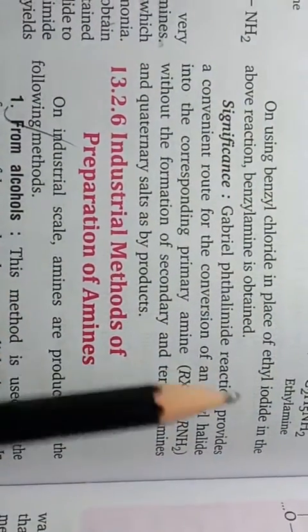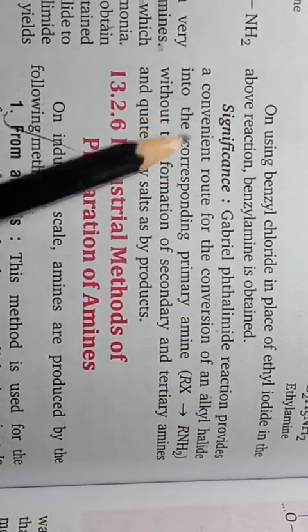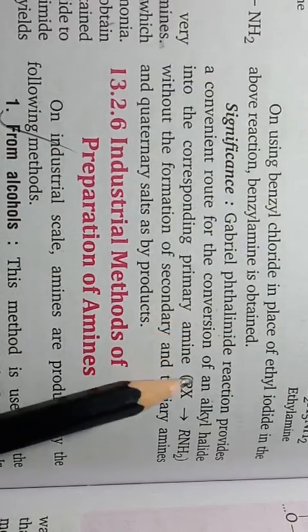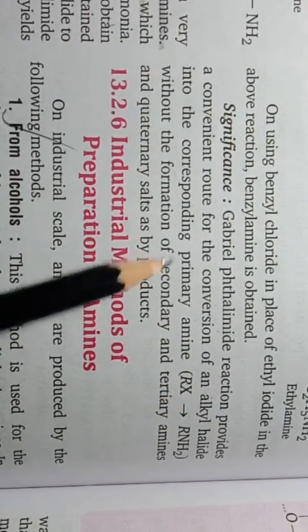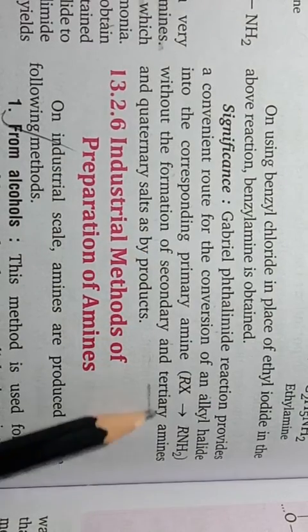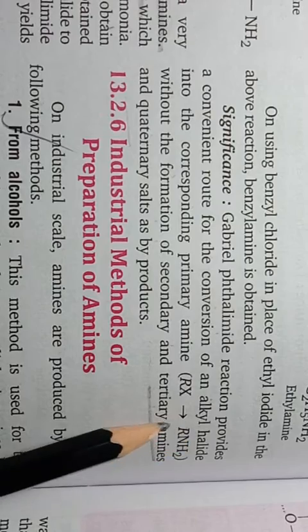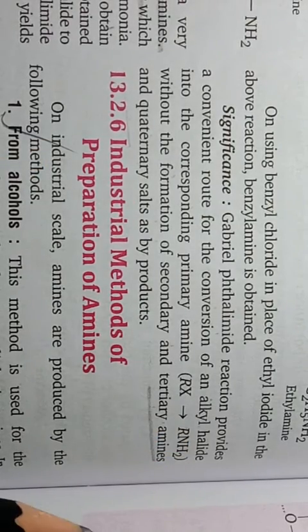Significance of this reaction: Gabriel phthalimide reaction provides a convenient route for the conversion of an alkyl halide into the corresponding primary amine without the formation of secondary and tertiary amines or quaternary salt. So in pure state we can obtain primary amine by this reaction.